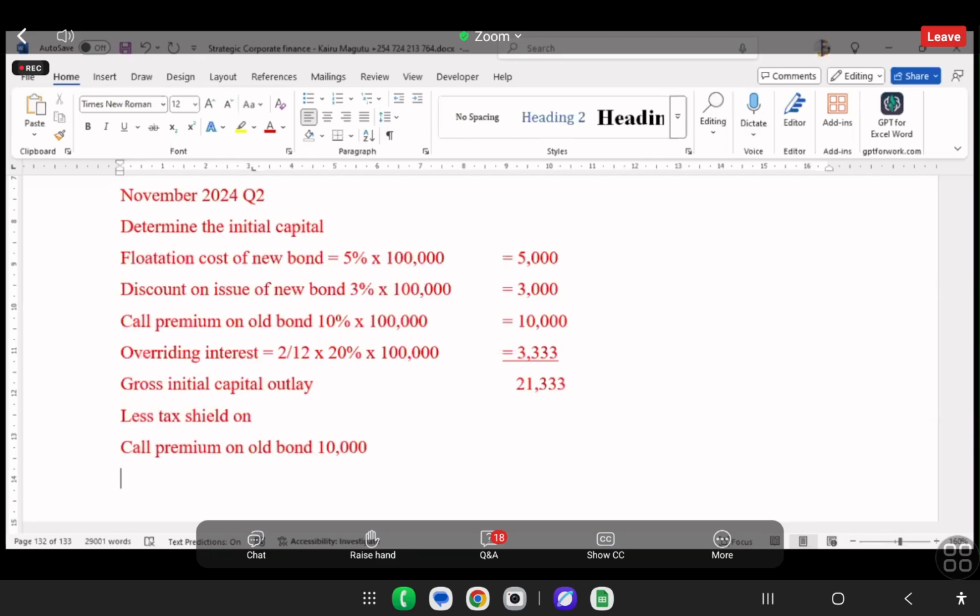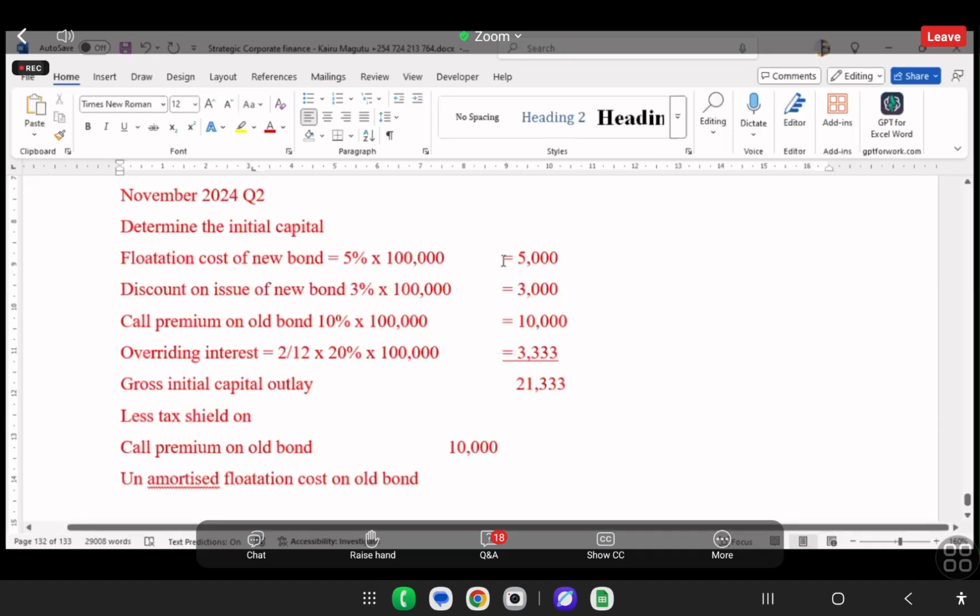Flotation cost of the old bond, unamortized. An unamortized flotation cost on the old bond. I want to put this one to align it well. Let me create some enough space here.